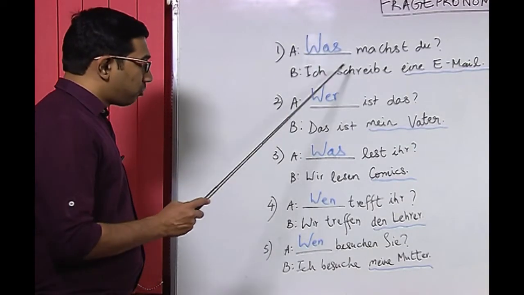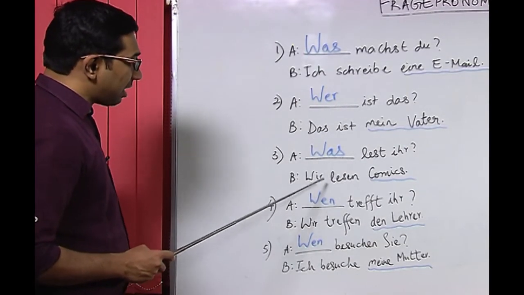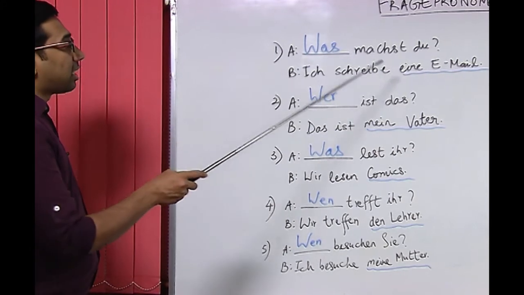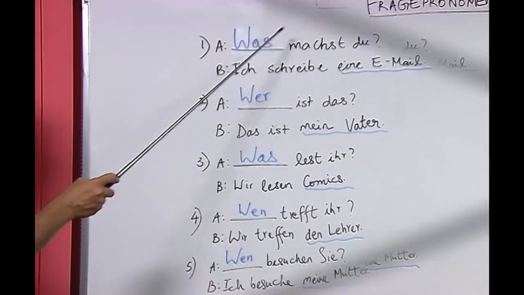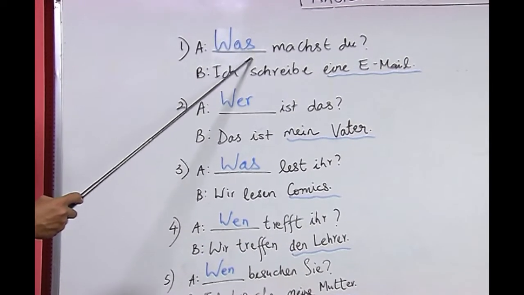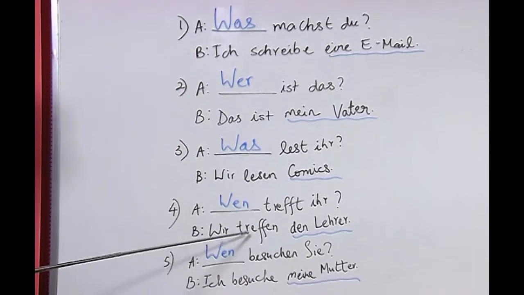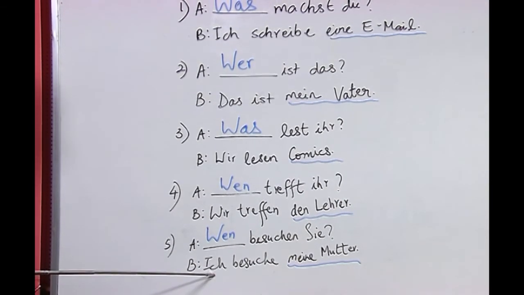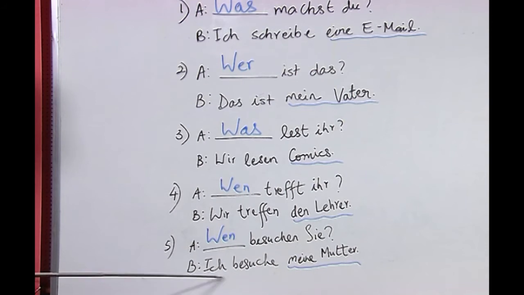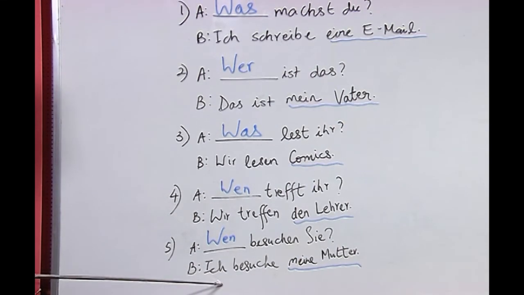Now, if you see these examples, you can very well understand that there are always signals in the sentence, so that you can understand if the Fragepronomen needs to be was, wer or wen. However, make sure that you know how to identify and distinguish between a nominative and an accusative in a sentence.